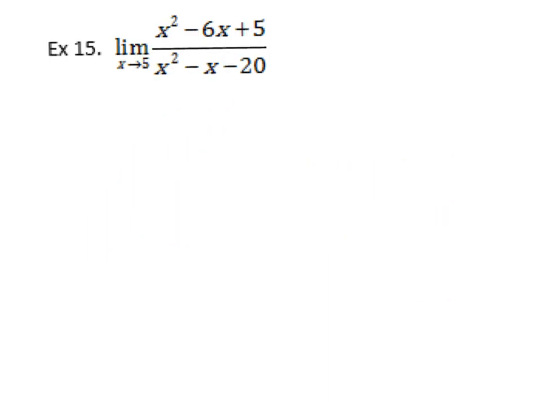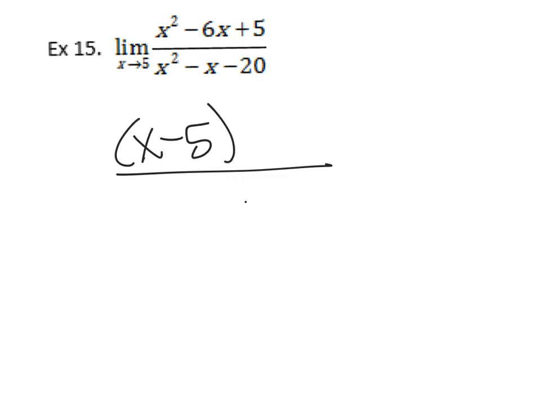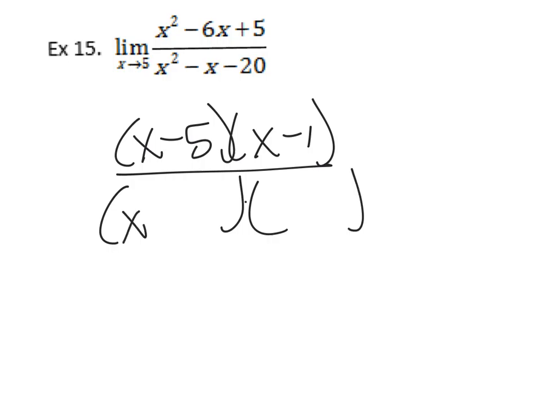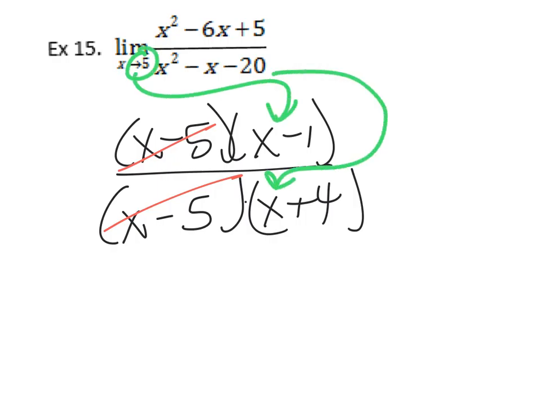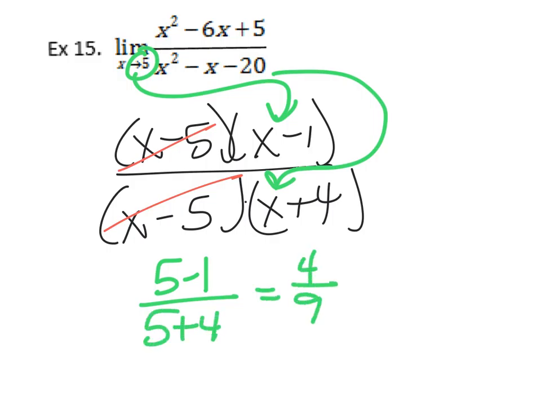Okay, number 15. The limit as x approaches 5 of x squared minus 6x plus 5 over x squared minus x. So the top is going to factor to x minus 5, x minus 1. The bottom factors to x minus 5, x plus 4. So my x minus 5's cancel. And I'm going to plug in 5 in here and in here. So 5 minus 1 over 5 plus 4 gives me 4 over 9.